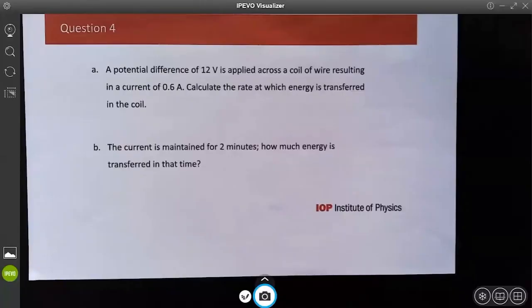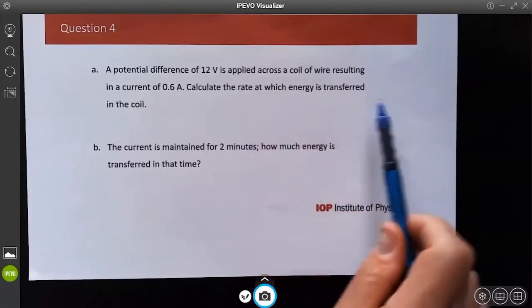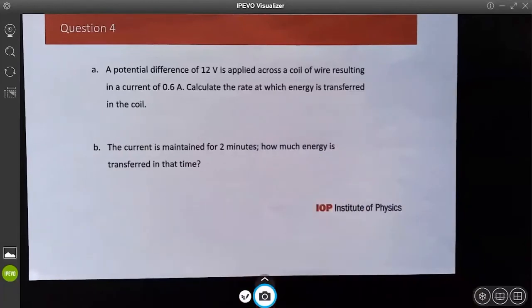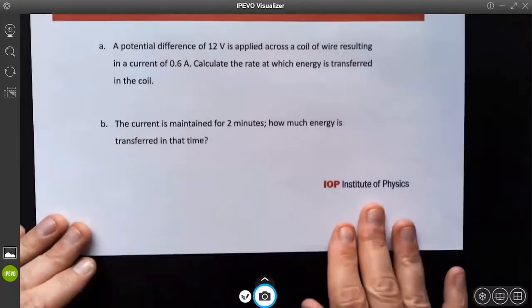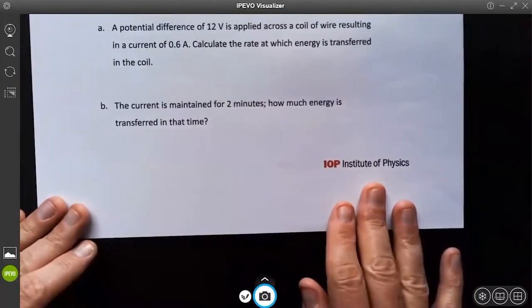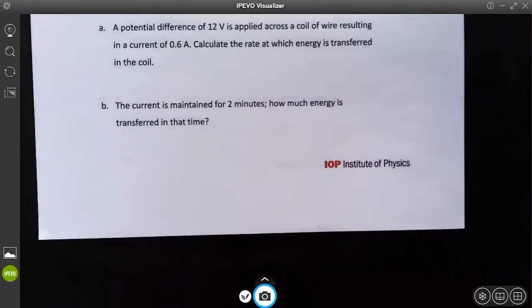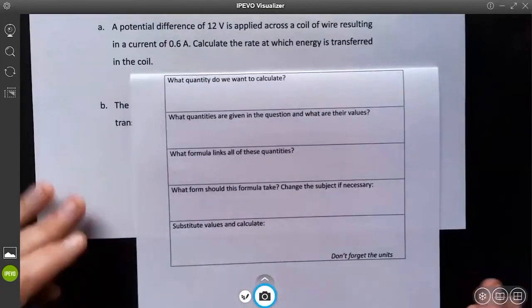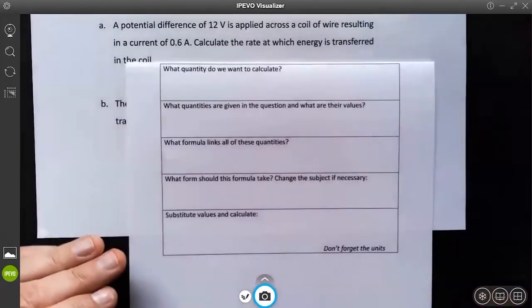Question 4 is a slightly more complicated question. Rather than being asked to calculate either potential difference, current or resistance, this time we're being asked to calculate the rate at which energy is transferred and also a total amount of energy transferred in a certain amount of time. To answer this, we're still going to use the framework that we've used earlier, but we do need to give a little bit of extra attention to what we're being asked to find out.